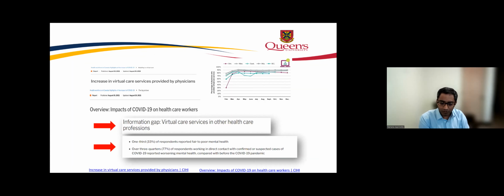If you look at what is known about the virtual care services provided by non-physician providers or allied health, CADTH has noted a huge information gap. We have very good and robust information on the volume of virtual care services provided by physicians, but for the other healthcare providers, we don't have the data. We also know that COVID has had a significant negative impact on the mental health of healthcare providers across the spectrum, and most of the brunt has been borne by non-physician healthcare providers.